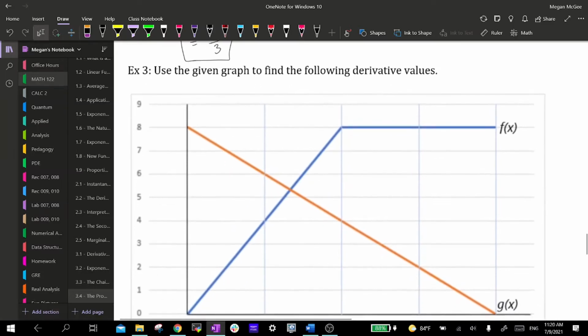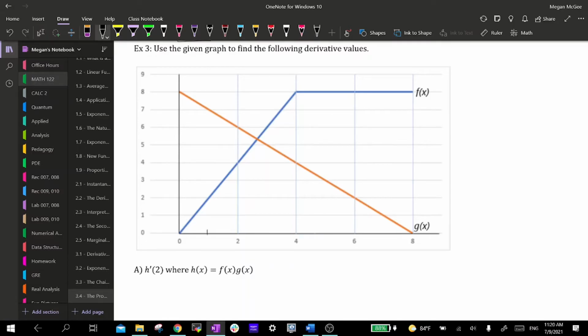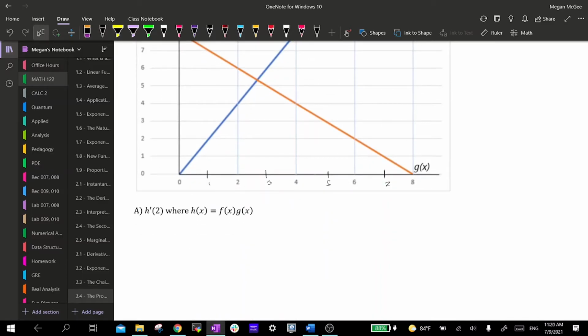Alright, so now on to example 3, where we're going to use the graph below to find the following derivative values. Again, we're just going to note that our x-axis only has lines for every 2 values. Okay, so this is 1, 3, 5, and 7 here. So we want h prime of 2, where h of x is equal to f of x times g of x, which is a product, right? So by our product rule, h prime of 2 is going to be f prime of 2 times g of 2 plus g prime of 2 times f of 2. Alright, so we want f prime of 2 and f of 2, and we want g prime of 2 and g of 2.